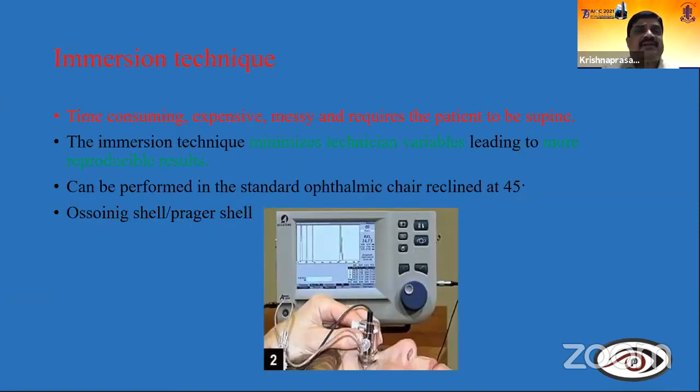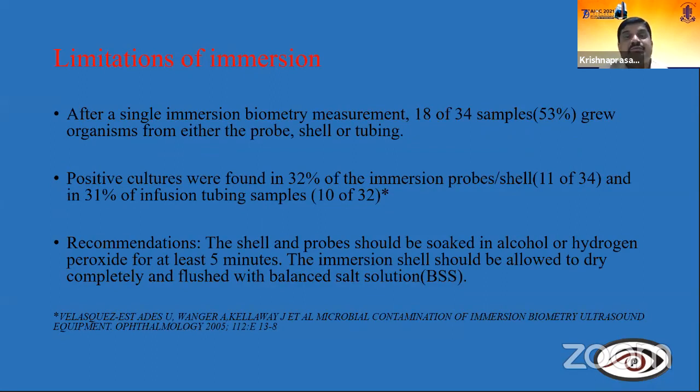So coming to the immersion technique, it is time consuming, less expensive, and requires the patient to be supine. The shell we use in the immersion technique is the Prager or Hansen shell. But these are a few limitations with immersion, and everybody should know this. After a single immersion biometry measurement, if you take 18 out of 34 samples, almost 53% grew organisms either in the probe, shell or tubing. Even positive cultures were found in 32% of the immersion probes.